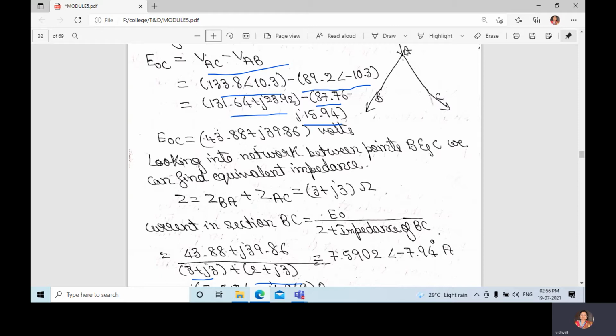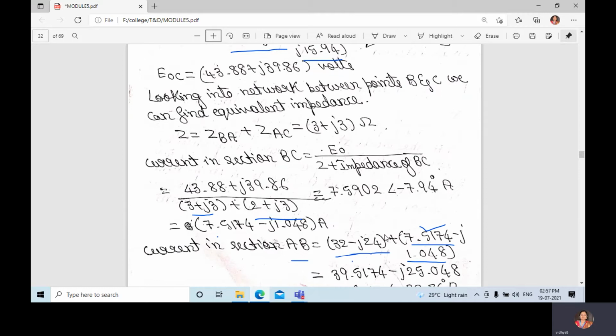So Z_BA plus Z_AC, you will get 3 plus j3 ohm. Current in section BC is equal to E0 divided by Z plus impedance of BC. We already know about the open circuit: how we calculate the current in a particular section is current equal to voltage divided by resistance. Usually we write I is equal to V by R. The same applies here: current in section BC is equal to open circuit voltage divided by the impedance.